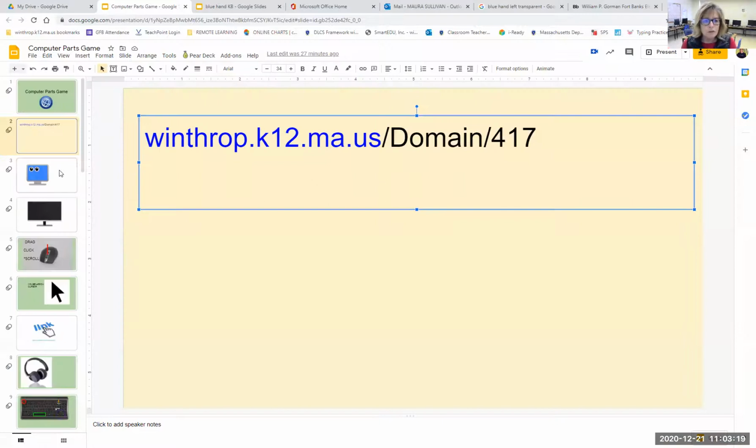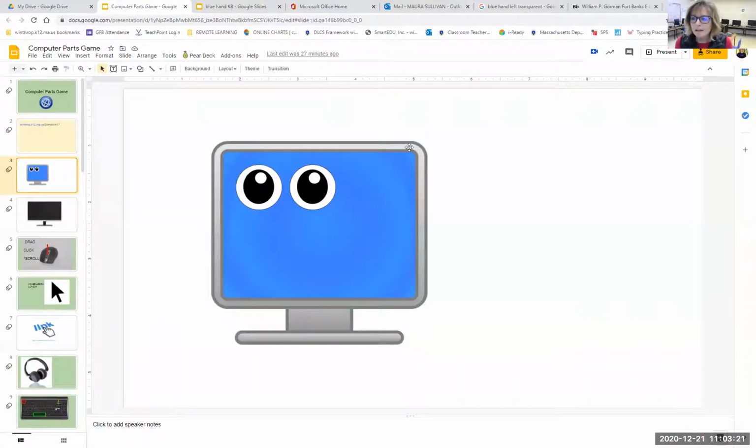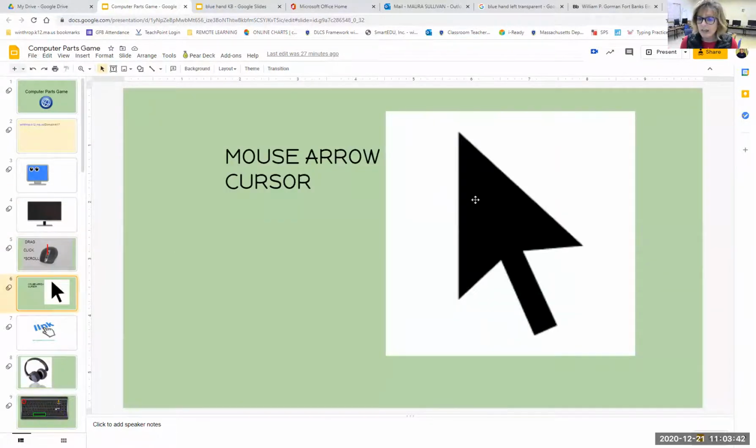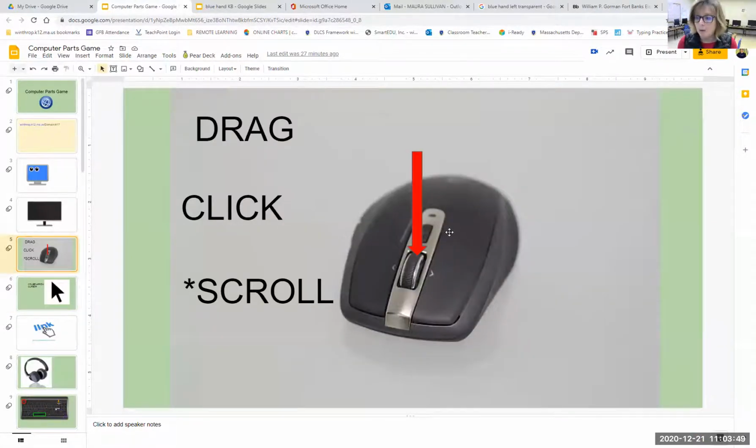So the first thing we're going to do, since we haven't seen each other in a while, is just do a little reviewing of some of our computer parts. And let's talk about this one. Remember, this is like your eyes. It helps you to see what's on the computer, and it is called a monitor. The next important computer part, boys and girls, when you're moving it around your screen, it looks like an arrow. That fancy word is called a cursor, and that is attached to your mouse.